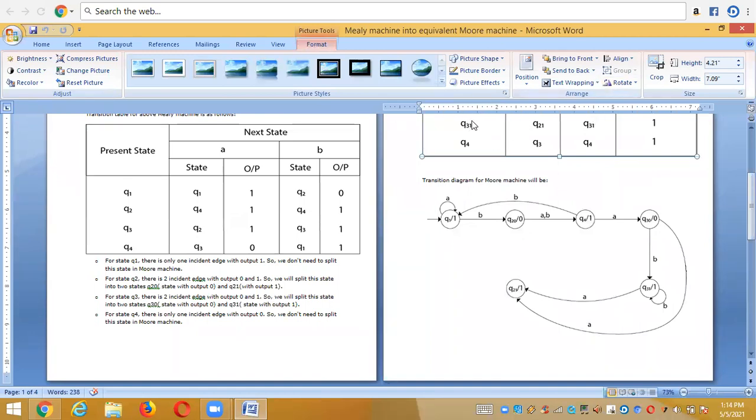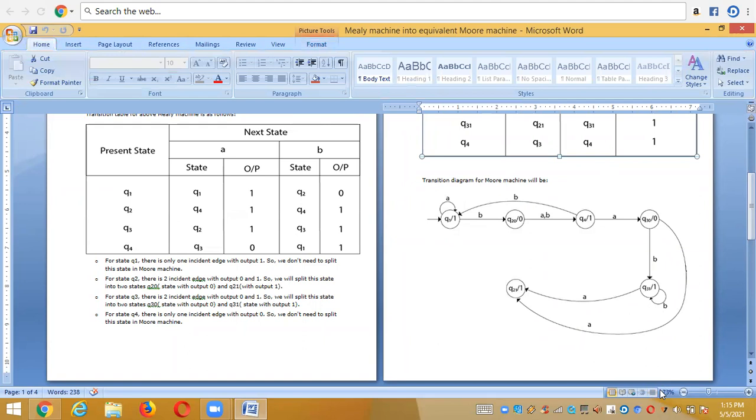And after that, for the splitting states, you need to draw the transition table. This is the Mealy machine, and this is the equivalent Moore machine transition table, and finally it is a transition diagram for the equivalent Moore machine. Right? Is it clear? If you have any doubts, please ask. These are the two most important concepts: the conversions from Moore to Mealy and Mealy to Moore. And in this class, I explained those two concepts with examples.